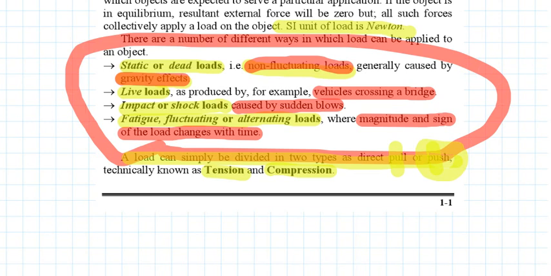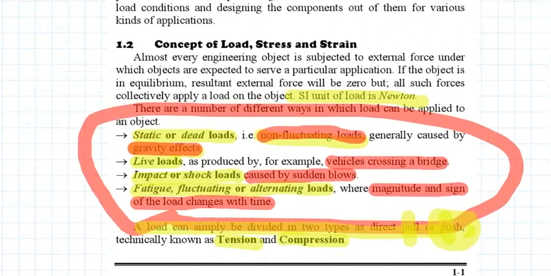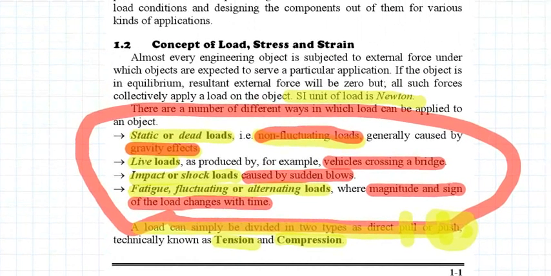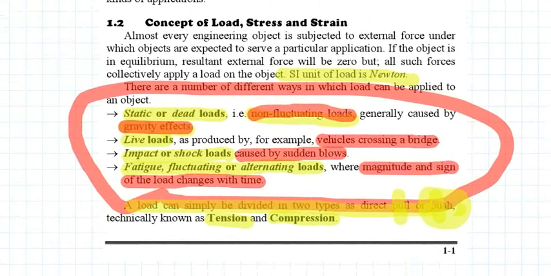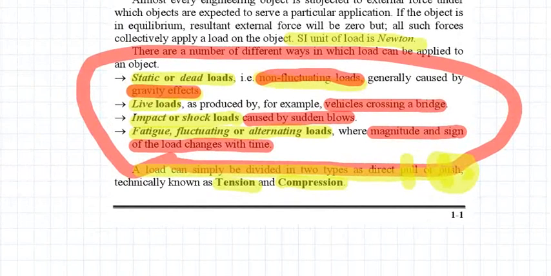Load is different from force. However, the unit is the same. The resultant force can be zero, but the load cannot be zero at that time. Four types of loads are there: static, live, impact, and fatigue. And depending upon the direction of load, you can classify them into tension and compression. So this was the complete explanation regarding the load.